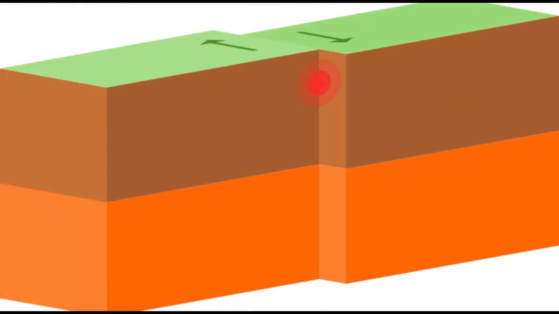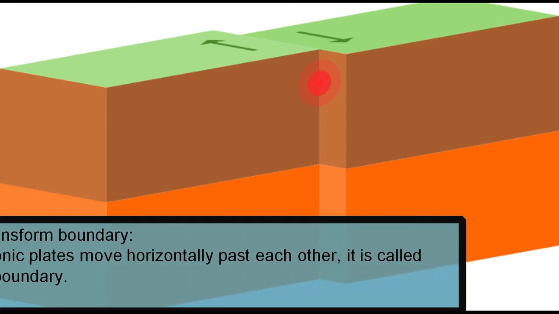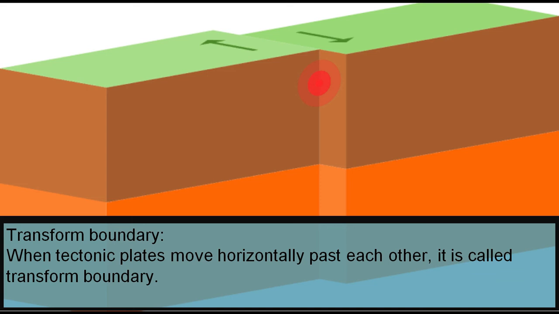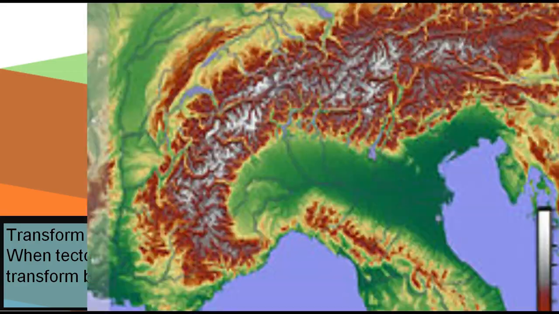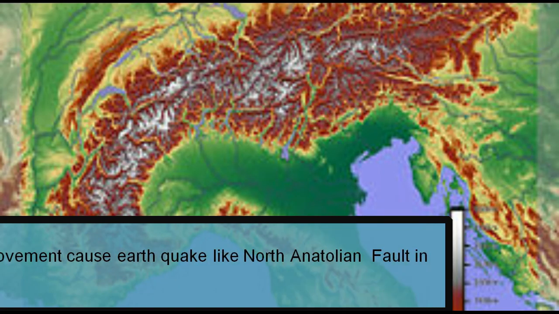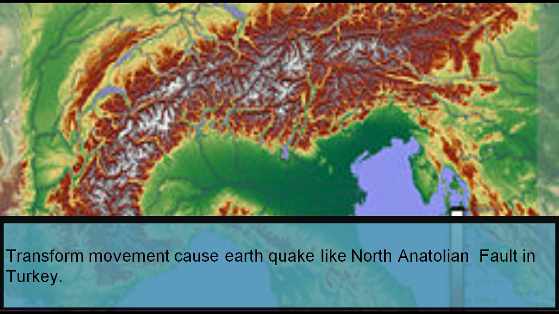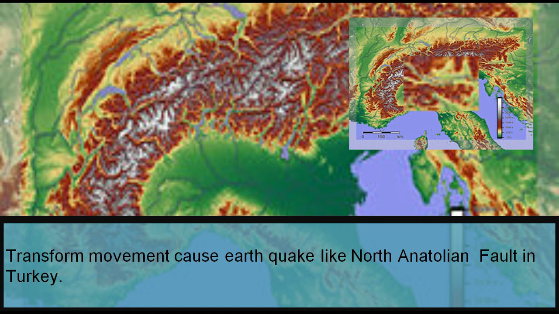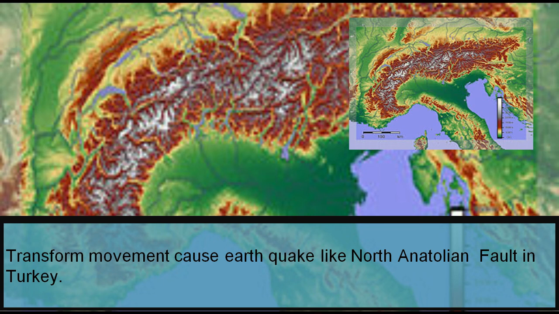So the last one is transform movement, which forms transform boundaries. When tectonic plates move horizontally or parallel to each other, it is called a transform boundary. Transform movement can cause earthquakes, like the famous fault in Turkey, the North Anatolian fault, which is located on a transform boundary. In 1999, 17,000 people died here due to an earthquake, and this earthquake was caused by transform movement.